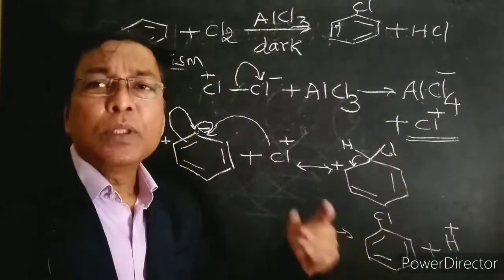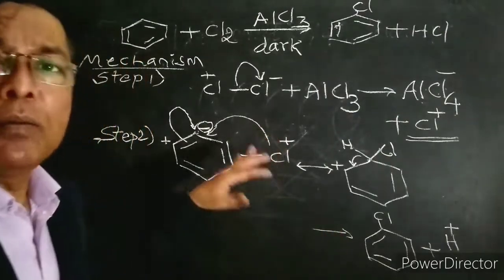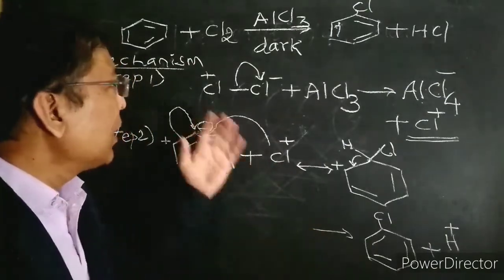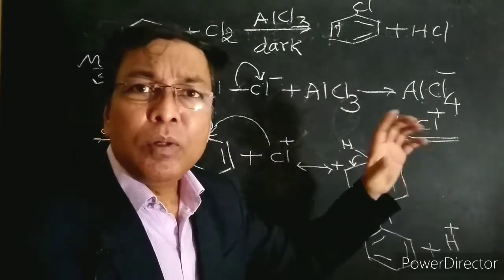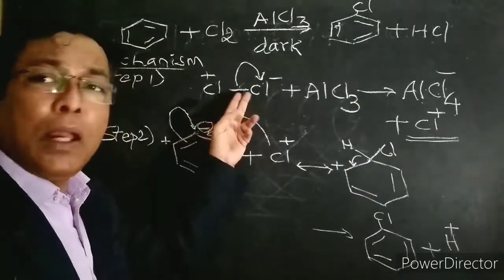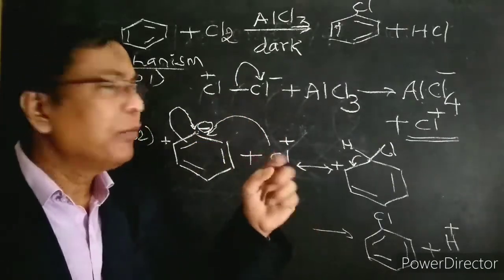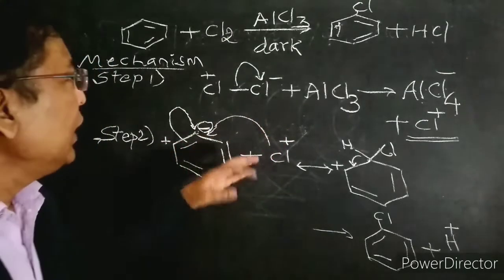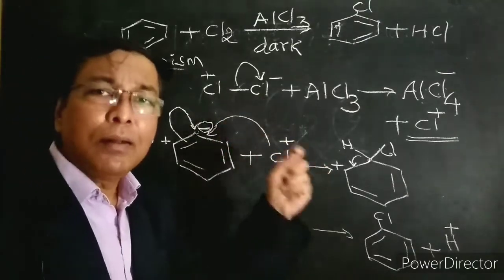Now, I will give you the reason why the reaction should be carried out in dark. This reaction must be carried out in dark because if we carry it out in the light, the electrophiles are not generated. Why? Because chlorine may undergo symmetrical breaking and it can produce the free radical. If free radical is formed, this reaction will not take place. Therefore, in order to avoid the formation of free radical, the reaction is carried out in dark.